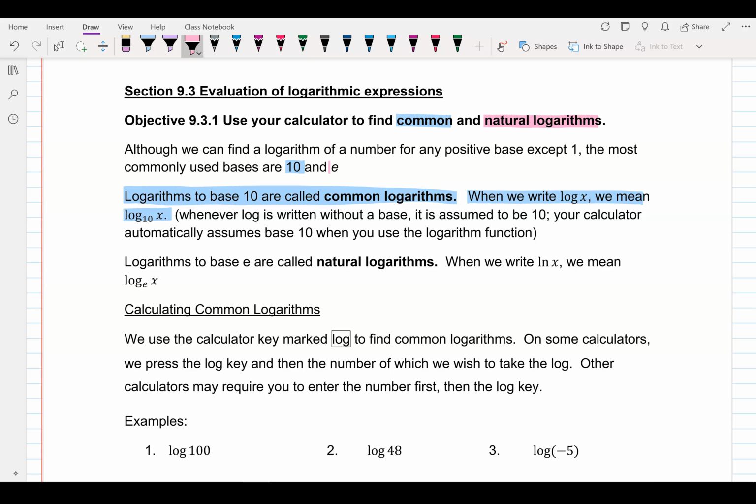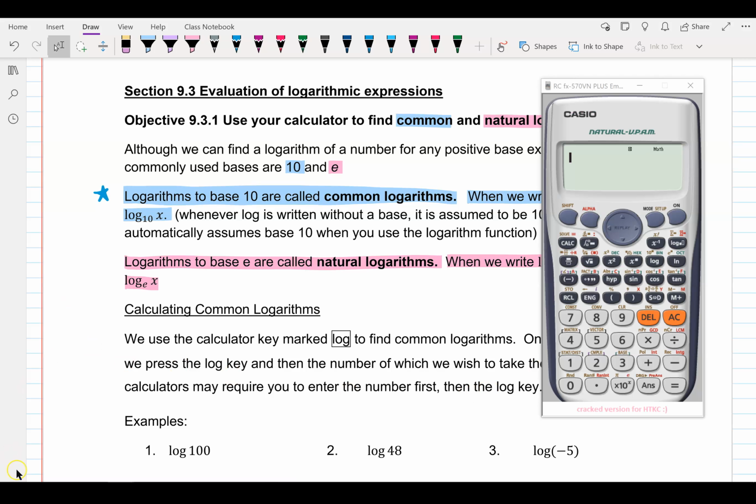If you had a base of e, logarithms to base e are called natural logarithms. When we write ln of x, we mean log base e of x. And I did skip a little point in this. It says whenever log is written without a base, it's assumed to be 10. Your calculator automatically assumes this when you use the log function. Let me show you what it means. If you were using a Casio and you click the log button, it doesn't even give you a base. You just say log of 5 and go about your merry business. That assumes that it's log base 10.